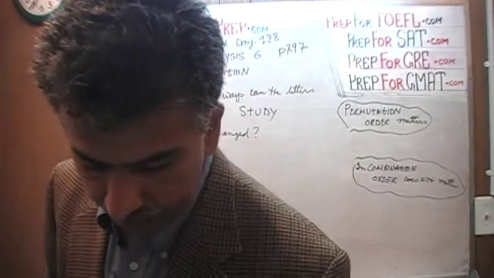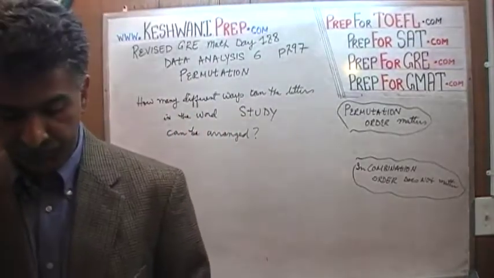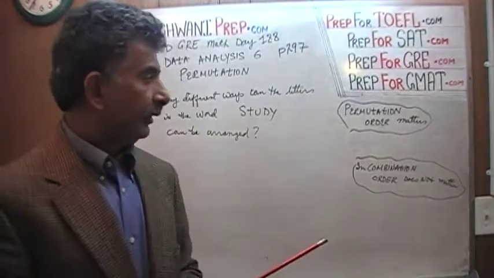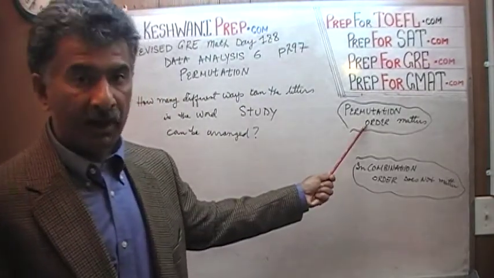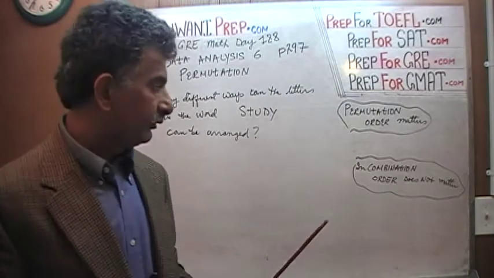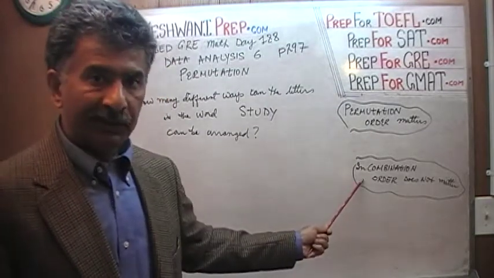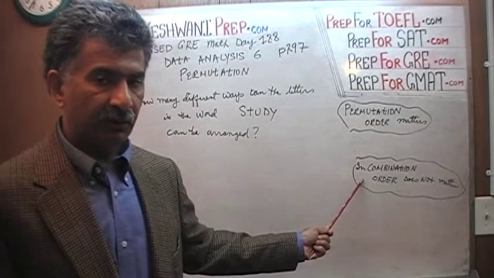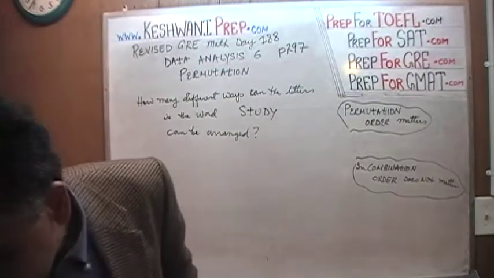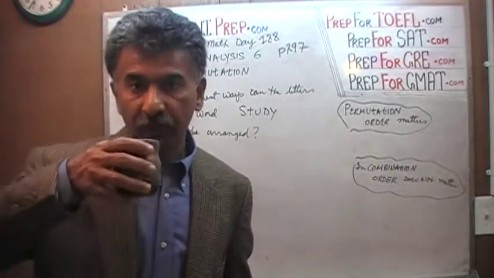Now let's understand the basic concept behind this topic here. What we have at our hand is what is known as permutation. In permutation, order matters. In which order you arrange things matters, as opposed to the next topic that you will have to master for the exam, which is called combination. In combination, order does not matter.